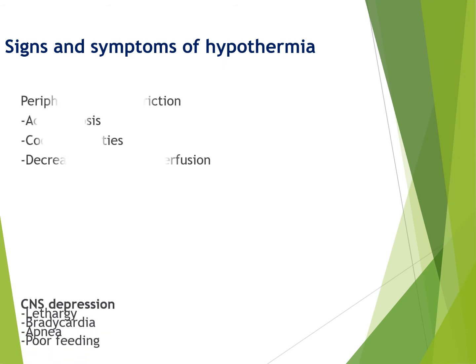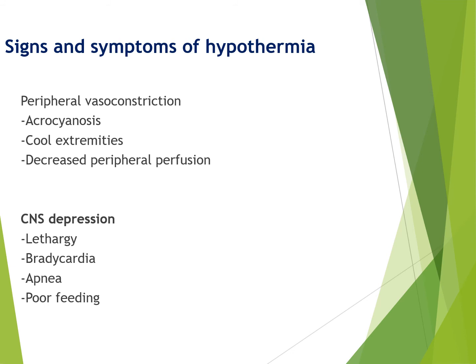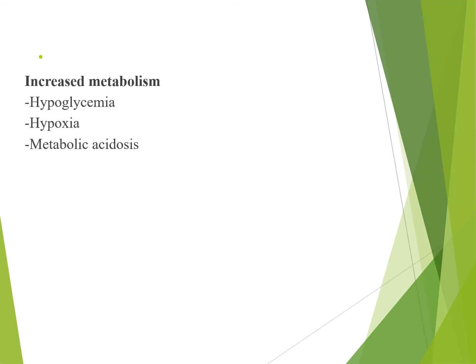Now the signs and symptoms of hypothermia. Hypothermia has multiple effects on the body's organ systems. The peripheral vasoconstrictive effect causes acrocyanosis, cold extremities, and decreased peripheral perfusion. Hypothermia also has a CNS depression effect, causing lethargy, bradycardia, apnea, and poor feeding. It also increases metabolism, so hypoglycemia, hypoxia, and metabolic acidosis are the metabolic effects of hypothermia.